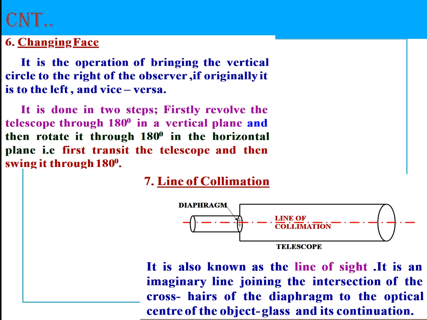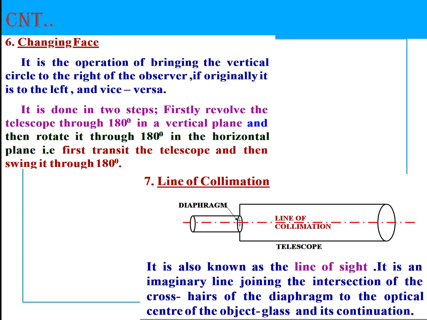Now, what is changing face? Changing face is the condition. See, if originally your vertical circle is to the left, and then you transit the telescope and swing it through 180 degrees, then what happens? Your face will be changing to the right. That means the vertical circle will be to the right of the observer then. Okay, so that particular condition, that means changing your face from left to right, or changing your face from right to left, that procedure is known as changing face.